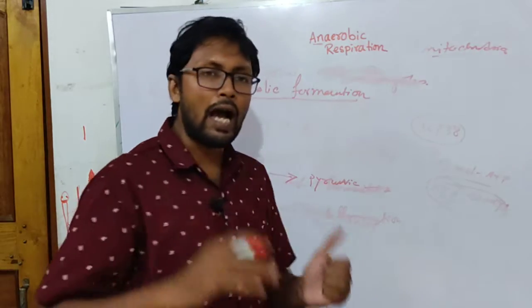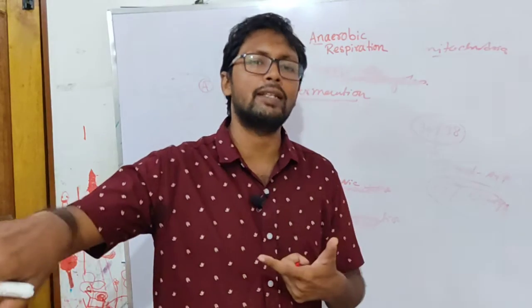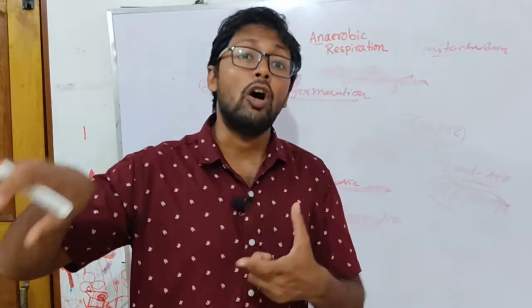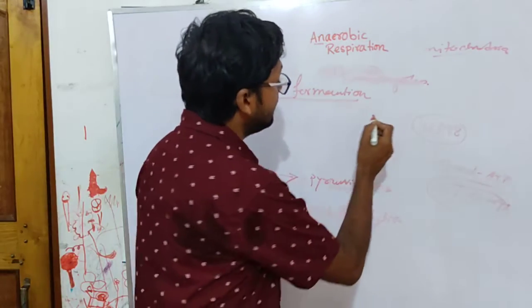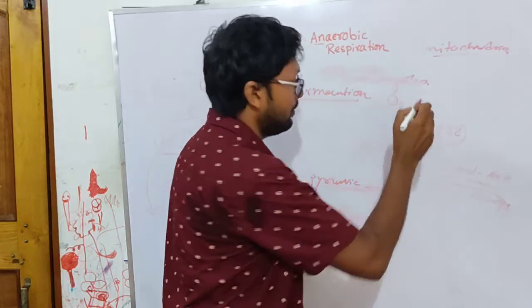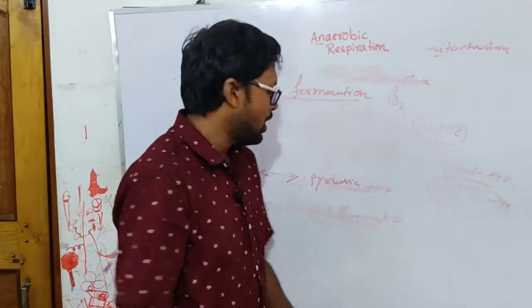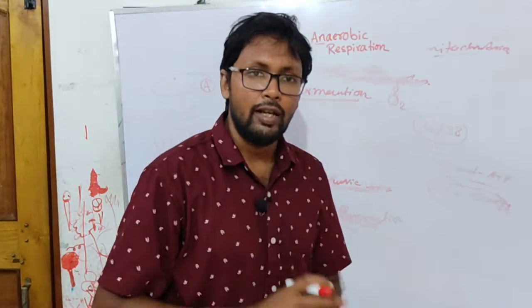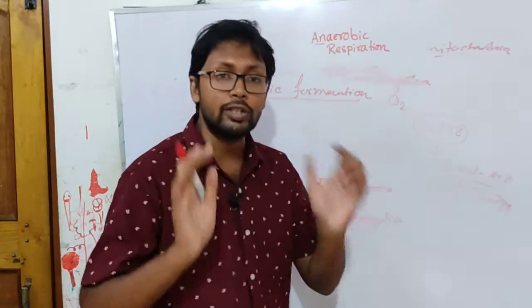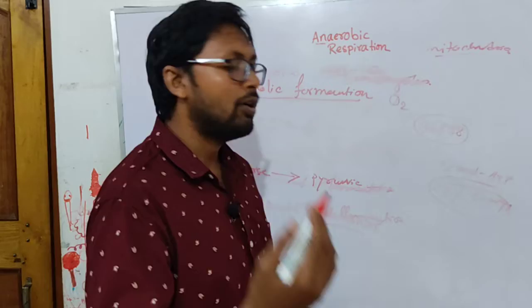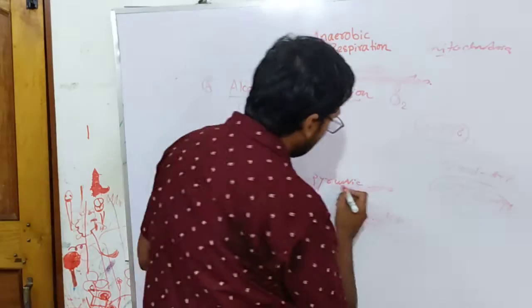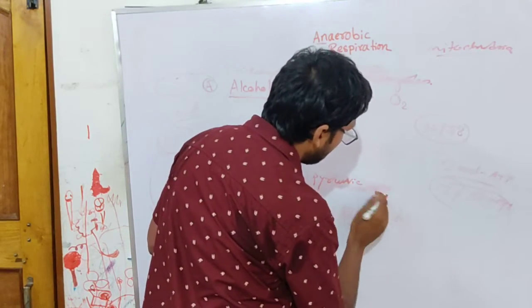और पायरुविक एसिड, आफ्टर प्रोडक्शन पायरुविक एसिड क्या करता है? माइटोकॉन्ड्रिया में घुस जाता है, इफ ऑक्सीजन इज प्रेजेंट in an environment. If oxygen is not present, they will never enter inside the mitochondria. Mitochondria में घुसेगा ही नहीं, वो साइटोसॉल में रह जाएगा और क्या करेगा? इथानॉलिक फर्मेंटेशन करेगा. और इथानॉलिक फर्मेंटेशन दैट इज ए अल्कोहलिक फर्मेंटेशन.